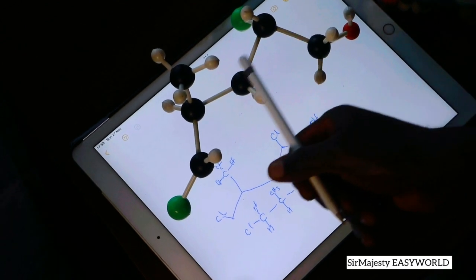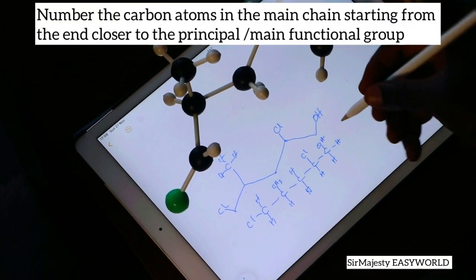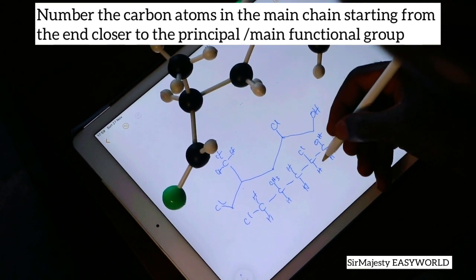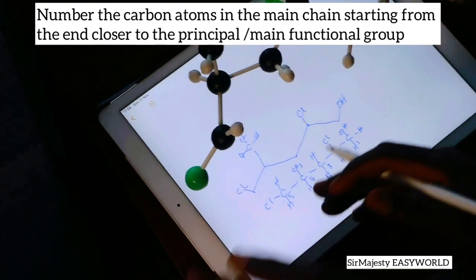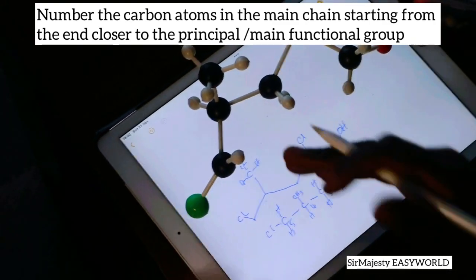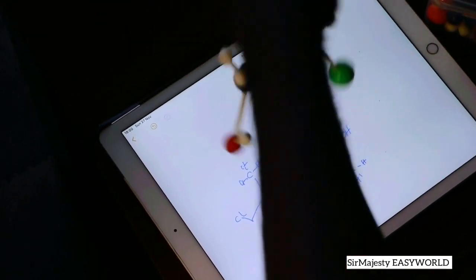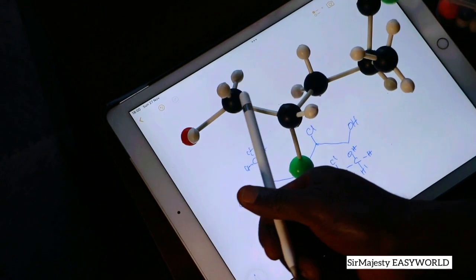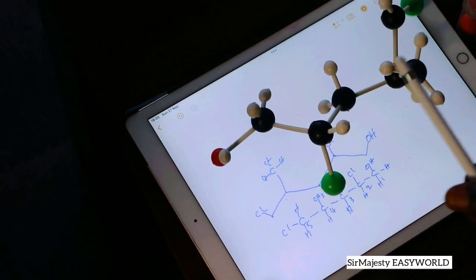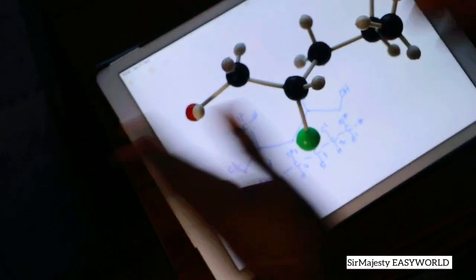Therefore, this is my carbon number 1. Among these 5 carbons in the main chain, this is my carbon number 1. Therefore, here is my carbon 1, 2, 3, 4, and 5. Remember, there is nothing like numbering from left to right or right to left. If I twist this molecule in this form, it is still automatically showing that this is carbon 1, 2, 3, because I'm respecting the OH and not my left hand side or my right hand side.